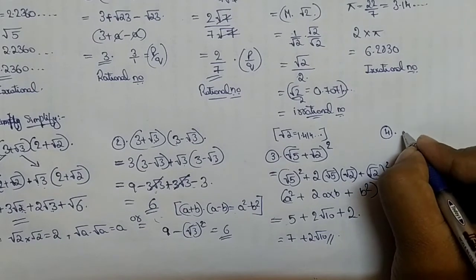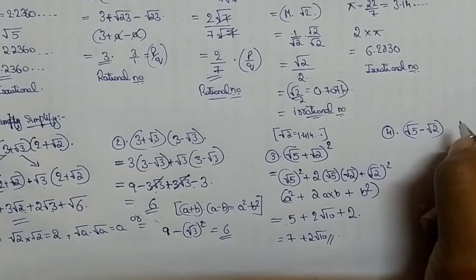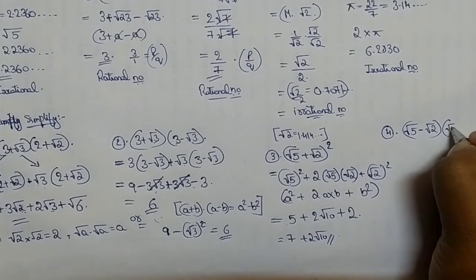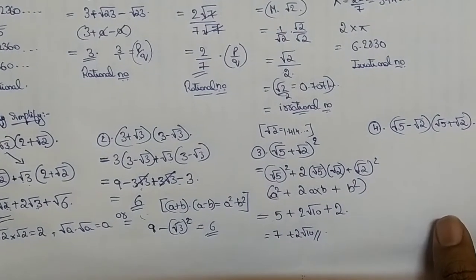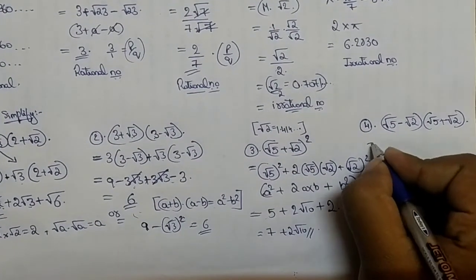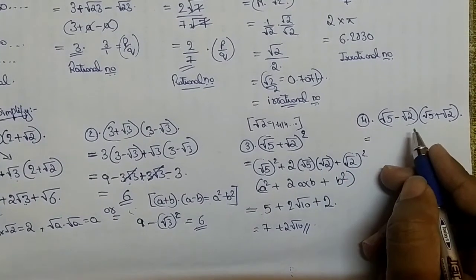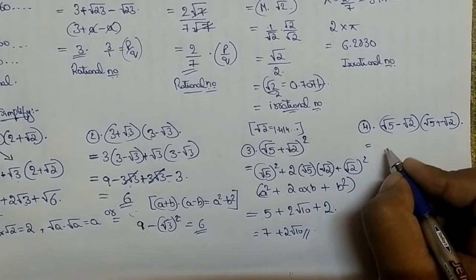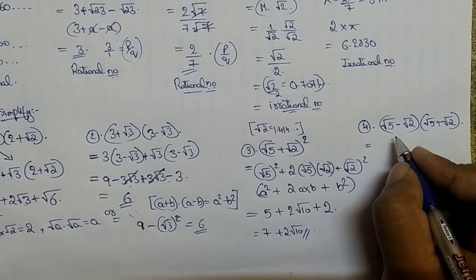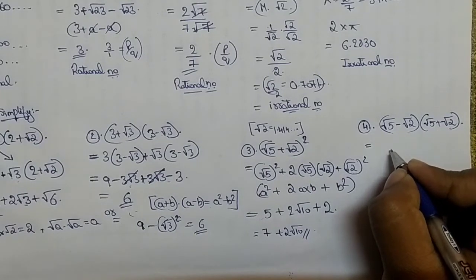Fourth question is also a simple one, root 5 minus root 2 into root 5 plus root 2. Sorry, yeah, now you can see. So root 5 minus root 2 into root 5 plus root 2, this is same as we can do with the formula method, a minus b into a plus b, which is a square minus b square.